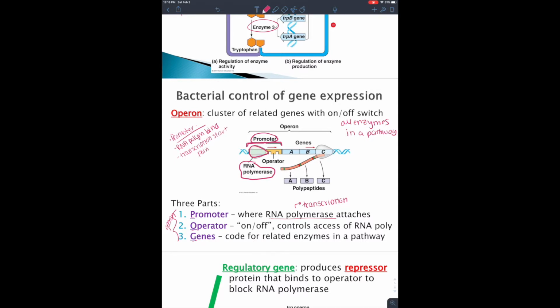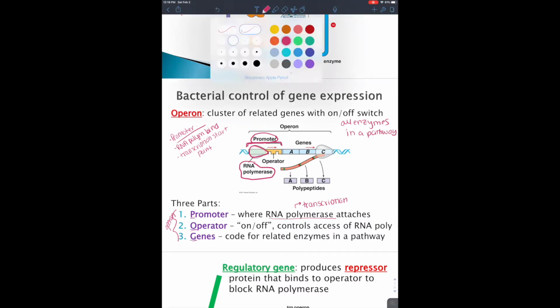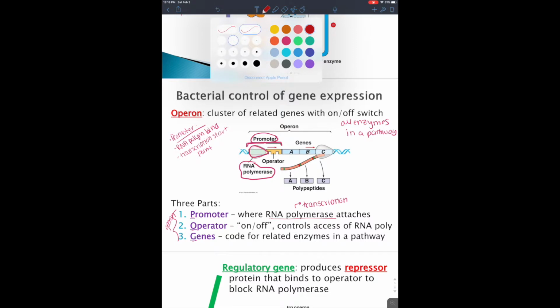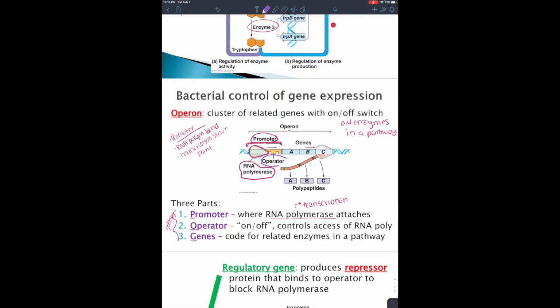Now the second piece is called the operator. So I'm going to use a different color. Here is the operator. Now you can see everything is kind of divided into chunks. Here's our second piece. The operator is where the on and off switch would be, and it controls where RNA polymerase is allowed to go.